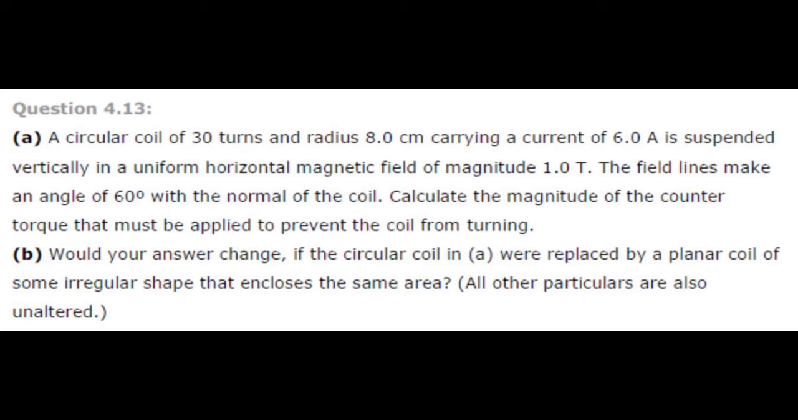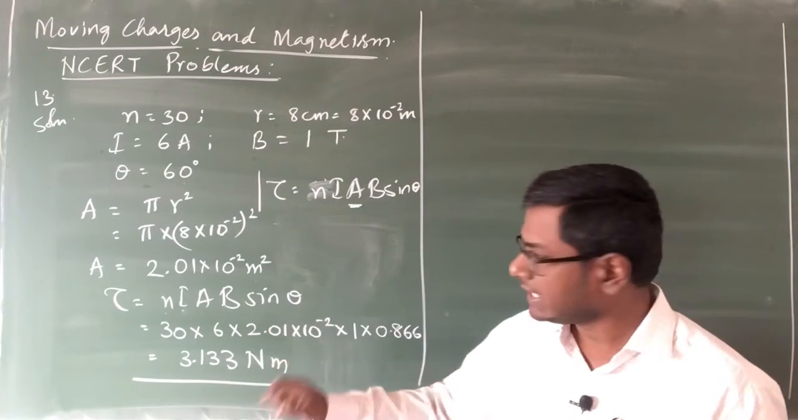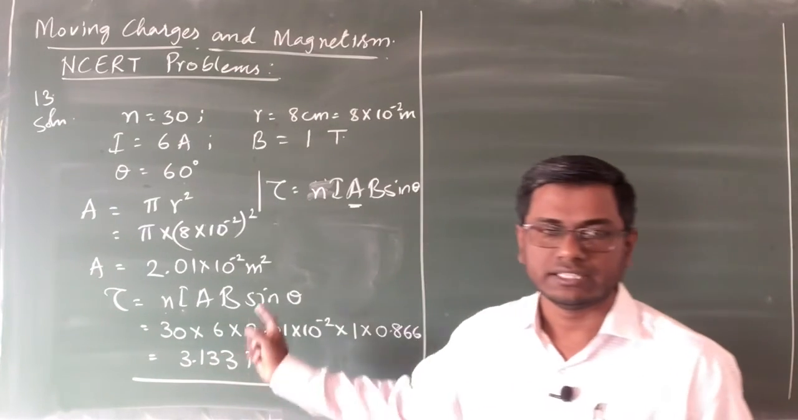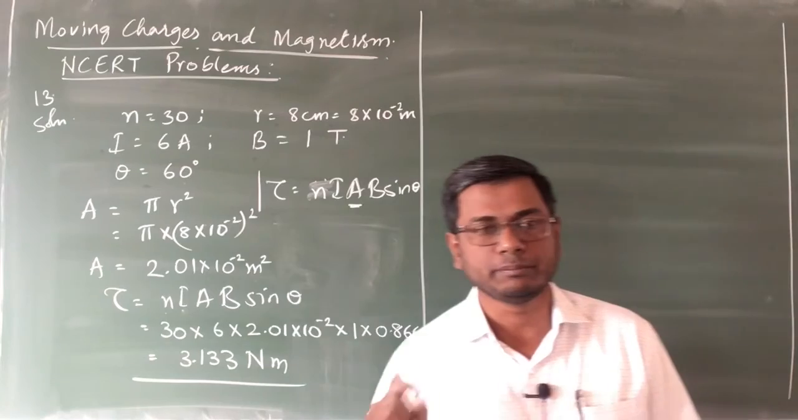Part B is, would your answer change if the circular coil in part A were replaced by a planar coil of some irregular shape that encloses the same area? If we are getting the same area, then the value of the torque will remain the same.